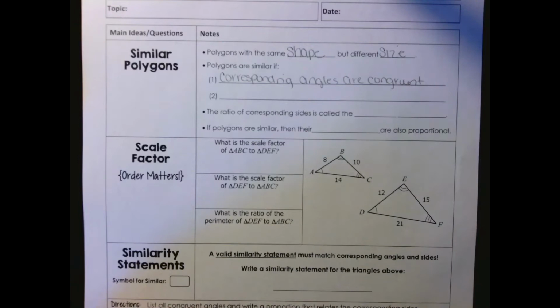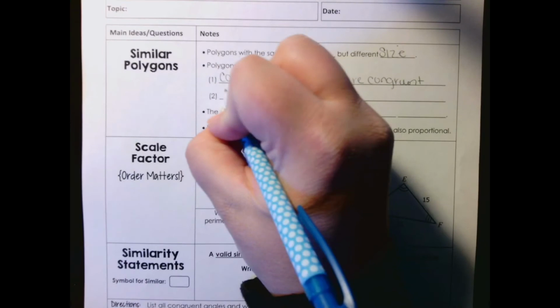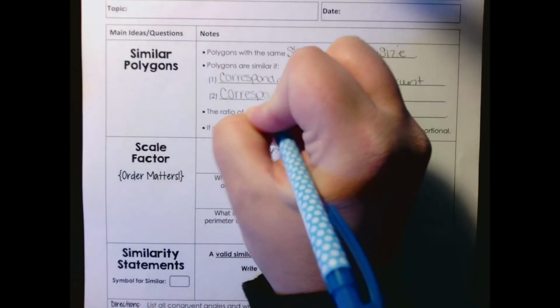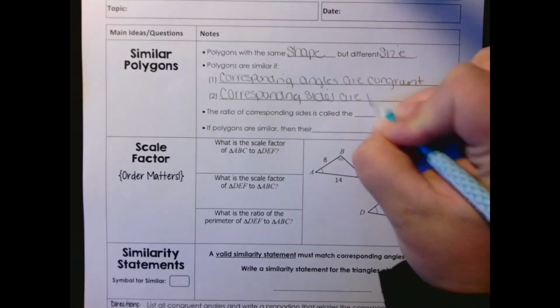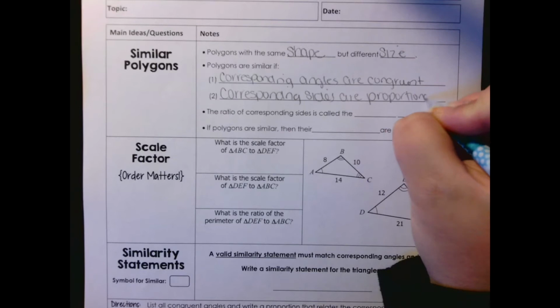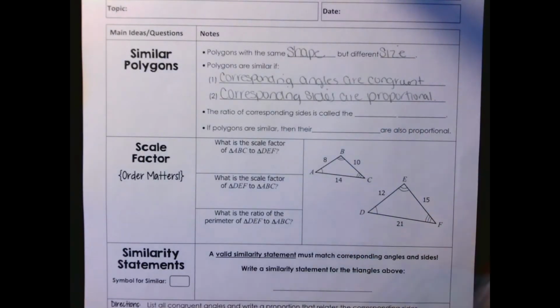So if we have two triangles and all three of their angles are the same, but their sides are different, they can still be similar polygons. And then our corresponding sides are proportional. So going off of that first statement, if we have those two triangles, all of their angles are the same, but their sides are different, then we would go on to check if their sides are proportional. So we would set up a proportion similar to what we did on the practice before this.